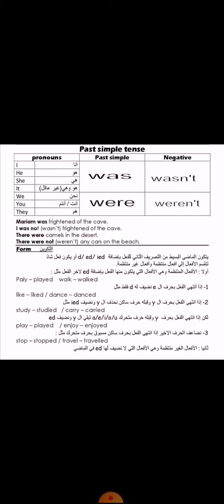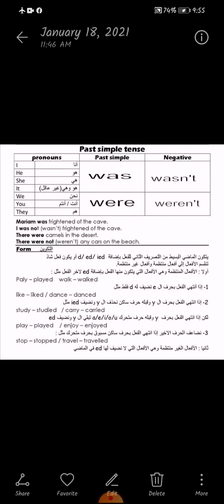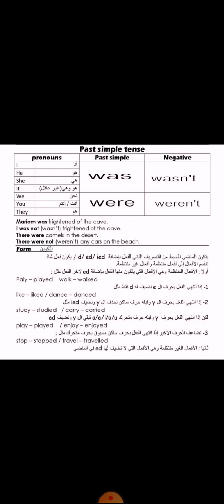wash, washed, walk, walked. Verbs that end with e, we add d, such as like, liked, dance, danced. Verbs that end with y and are preceded by a consonant letter, we omit y and add ied in the past, such as study, studied, carry, carried.